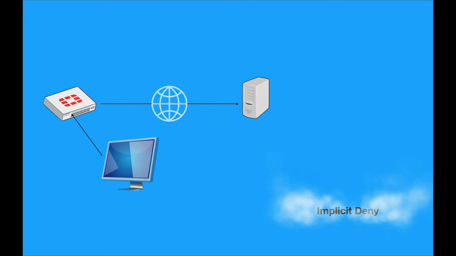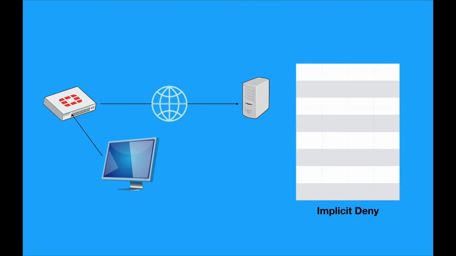In every rule set, there's always the implicit deny rule that sits beneath every other rule. That is, if your firewall doesn't find any match for the traffic, then the traffic goes to the implicit deny rule and it is being dropped.